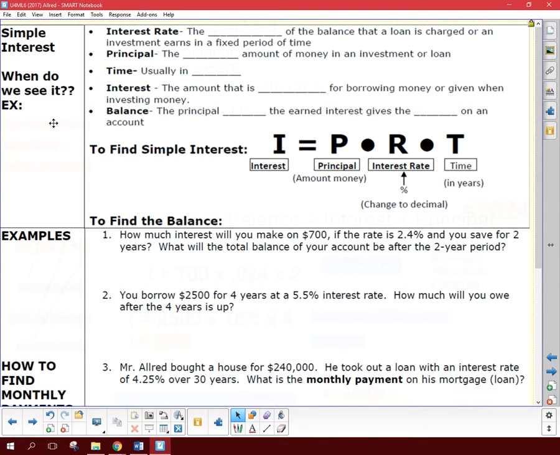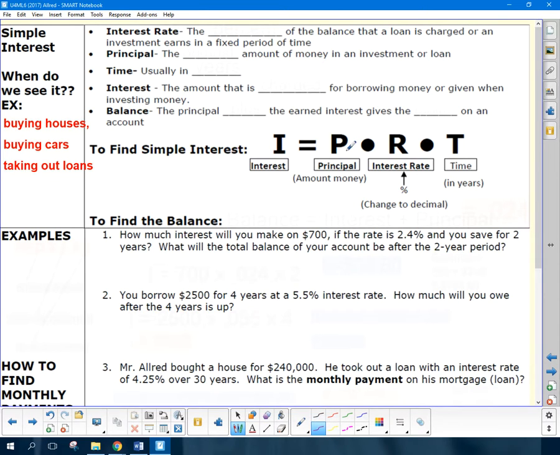Simple interest, we see it all the time in the real world when we buy houses, when we buy cars, and when we take out loans. There is a formula that we can use to solve for simple interest. That formula is given to you right here: I equals P times R times T. The only catch is I have to tell you what some of those words mean.